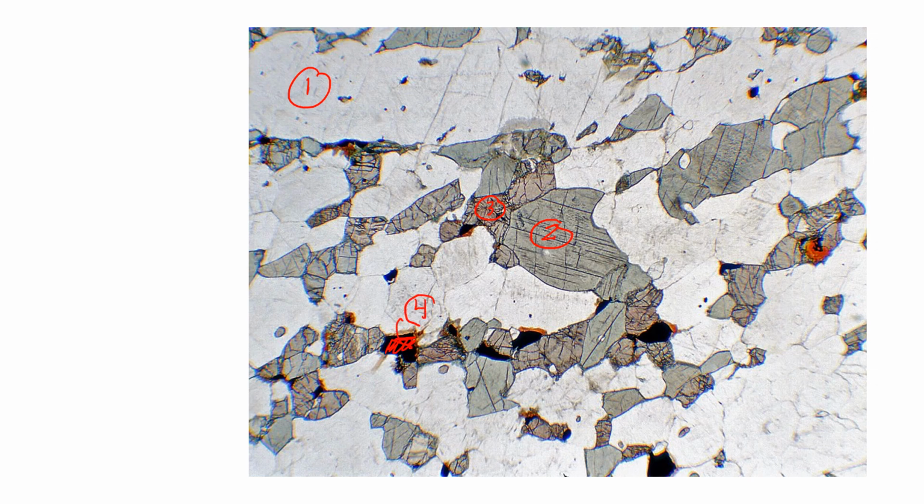So one of the reasons we like microscopes is it makes it relatively easy to identify the minerals. And this is kind of a typical rock. It has between 2 to 5 different minerals, many, many crystals of those minerals.